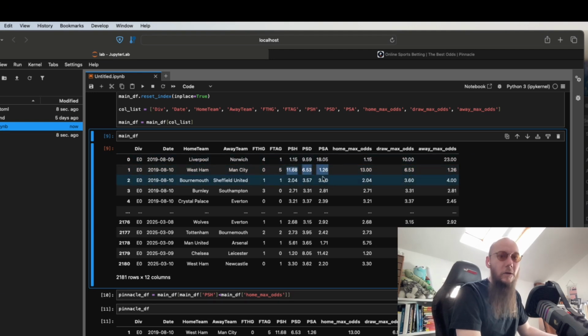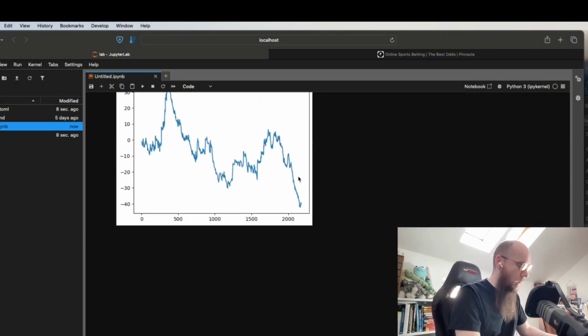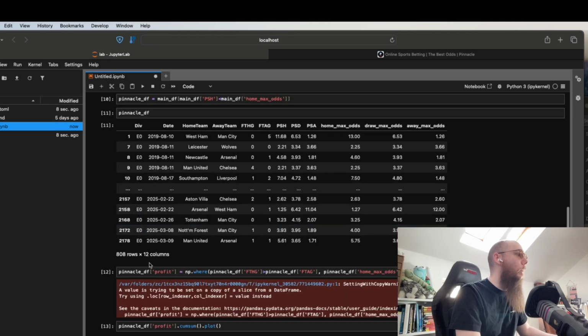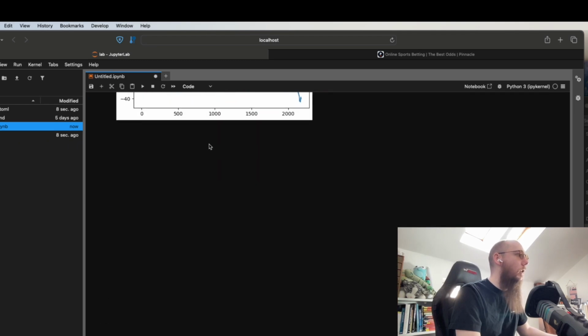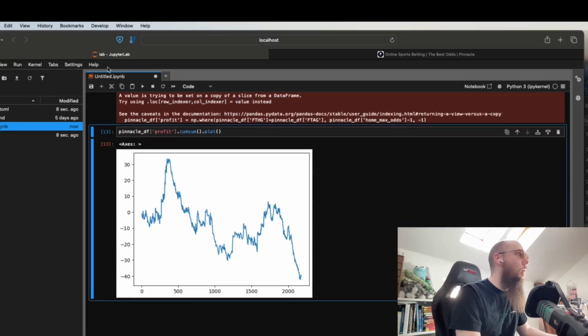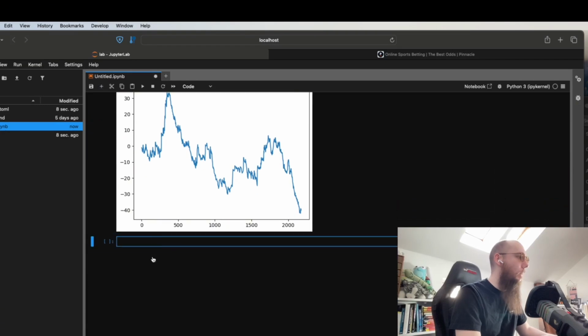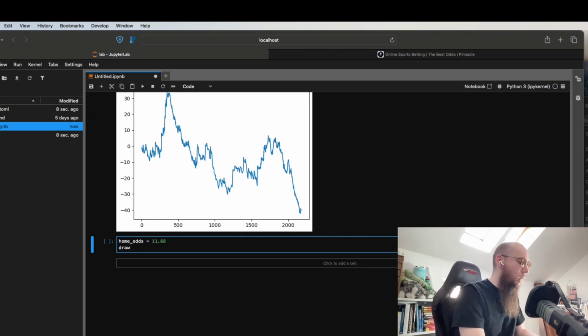Let's take these and roll down and understand the mathematics behind them. So 11.68, 6.53, 1.26. So if we make ourselves a new cell just here, we're going to say that the home odds equals 11.68. The draw odds, in fact, we'll just say odd. We'll call it odd because it is a single odd.